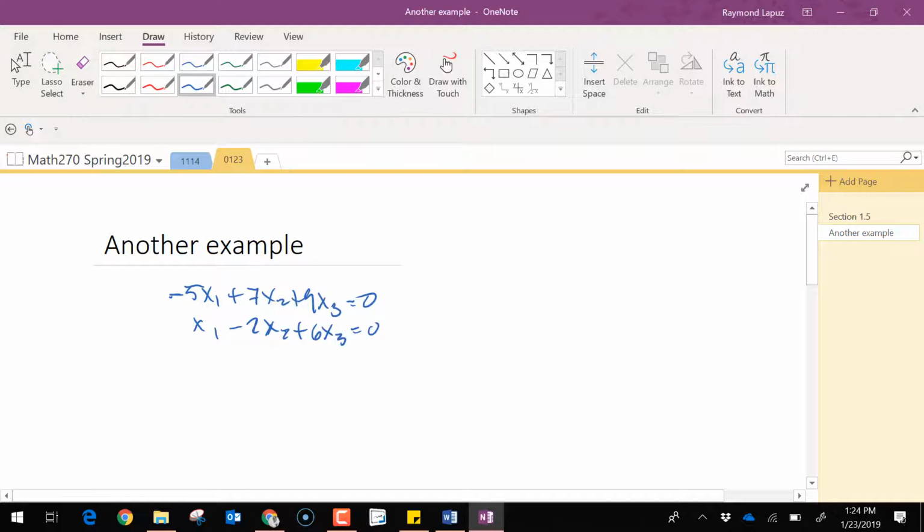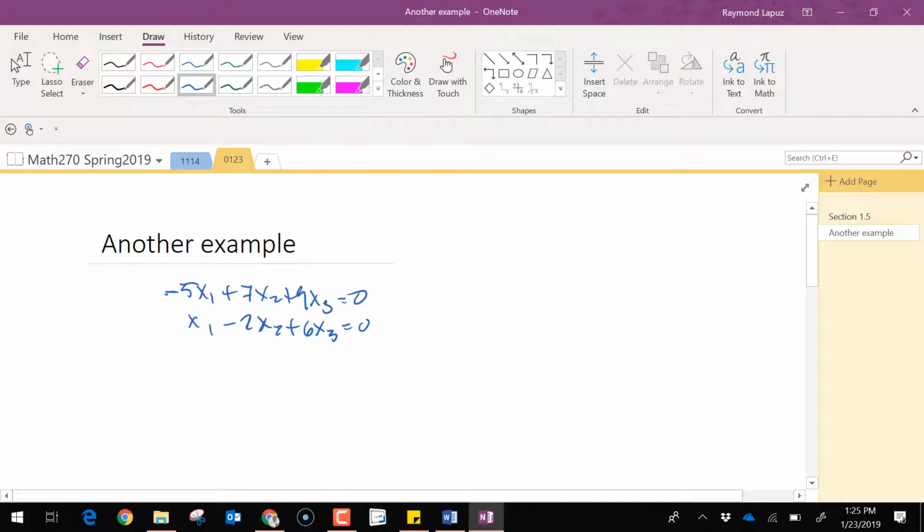So if we're going to come up with a third equation, the only thing we need to make sure is that it's not going to be the exact same plane as the other two. So let's put 0 plus 3x2 minus 10x3 is equal to 0.